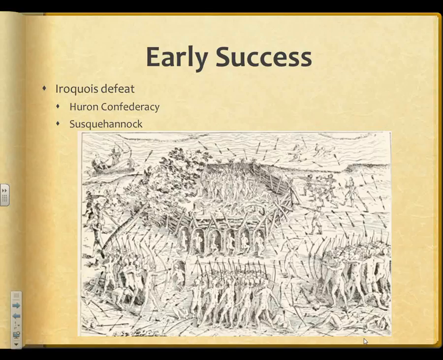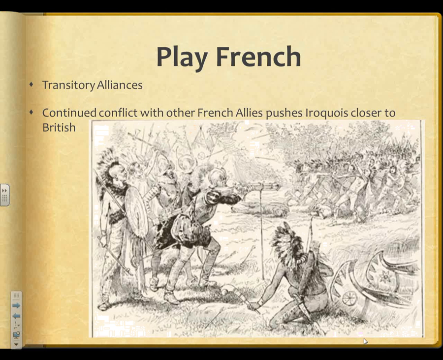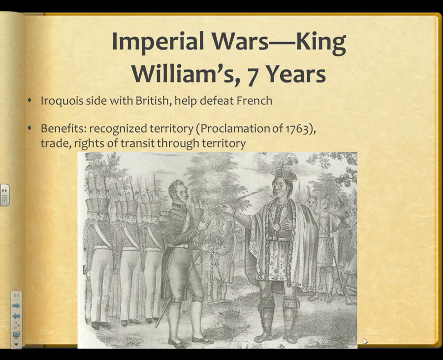Anyway, so the Huron and the Susquehannock are going to defeat the Iroquois. The Iroquois are going to react to this by seeking stronger alliances with the British, right? They're going to go, okay, we must need more firepower. If we want to maintain our territory, we're going to need to get stronger. And the best way we can think of to get stronger is to increase our alliances.